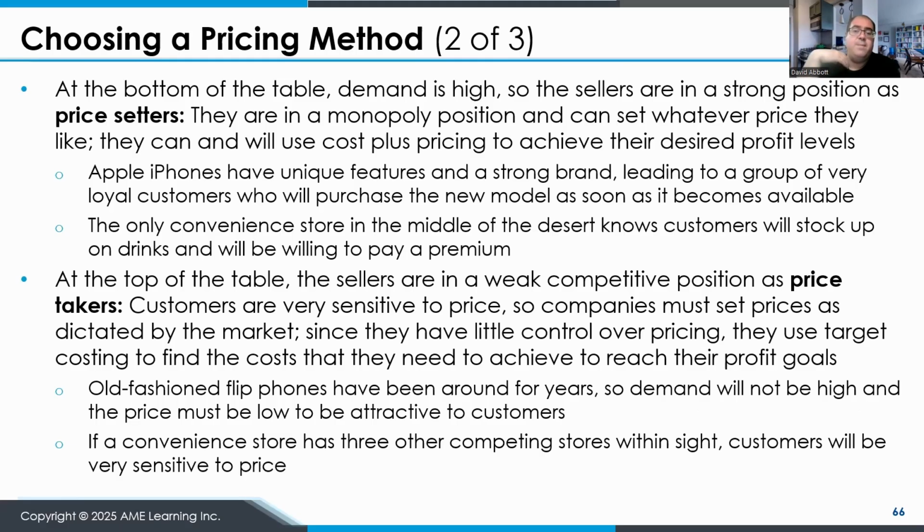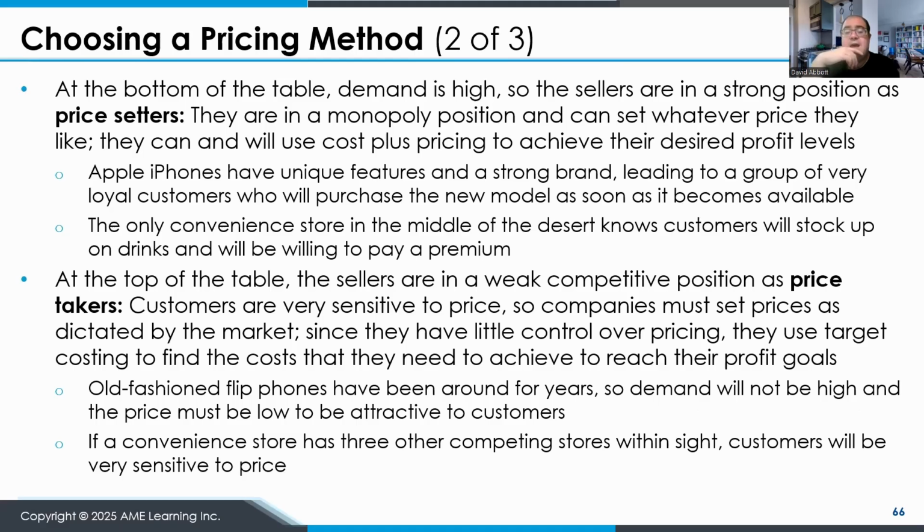Your people are going to pay a premium for that. And then at the top of the table, we saw that there are sellers that are at a weak competitive position. They're price takers. They're very sensitive to price. And so maybe they're low income. They really need a phone because they're trying to get a job. They're trying to stay connected with their family, so on and so forth. But they don't have enough. They're not able to get an iPhone. They just need a phone to stay in contact, in the example that we're looking at here from our book.